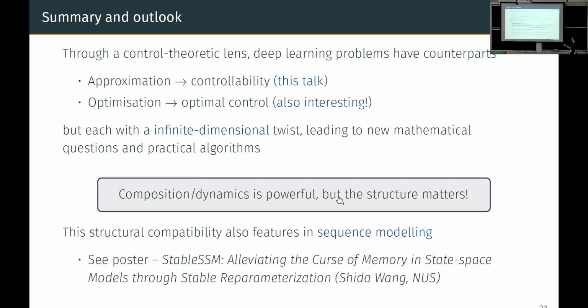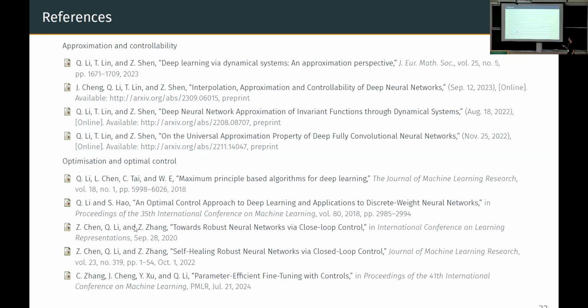Okay, finally, I want to say that this kind of structural compatibility also features in sequence modeling. And my student, Shida Wang, is going to present a poster on this. So please have a look. And here are the references.